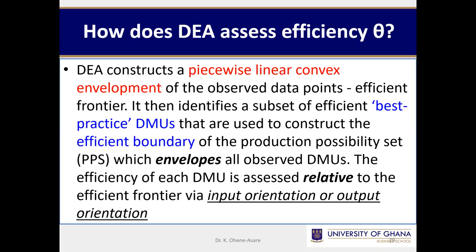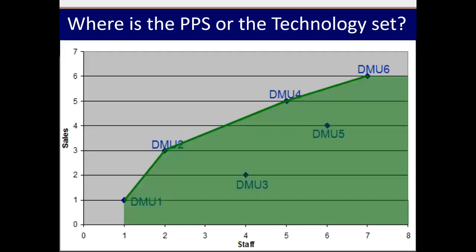Now the distance is measured in an input-oriented direction or in an output-oriented direction. So look at the shaded region. Do you see the shaded region? If you look at the shaded region, is the line also part of the shaded region?